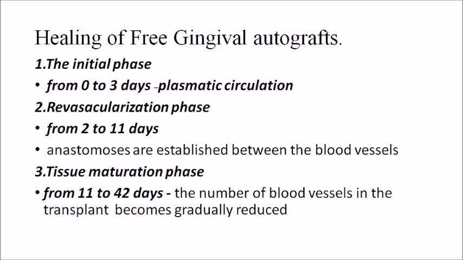The second phase is revascularization phase, that is from 2 to 11 days. Here anastomosis will be established between the blood vessels. Using plasmatic circulation, it was surviving. From 2 to 11 days during the revascularization phase, there is an anastomosis between the blood vessels. The third phase, or the tissue maturation phase, is from 11 to 42 days. During this time, the number of the blood vessels gradually becomes reduced and the tissue almost matures. So there are 3 phases: initial, revascularization and tissue maturation.